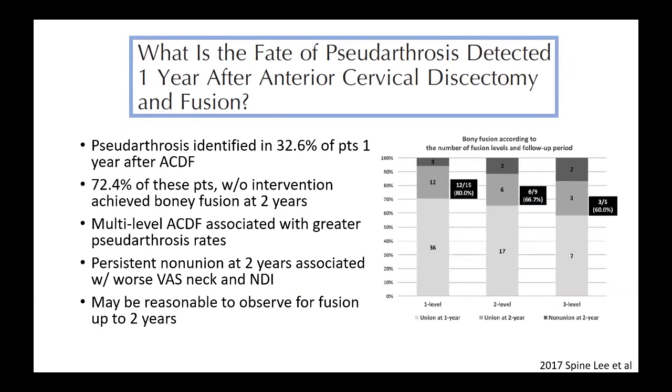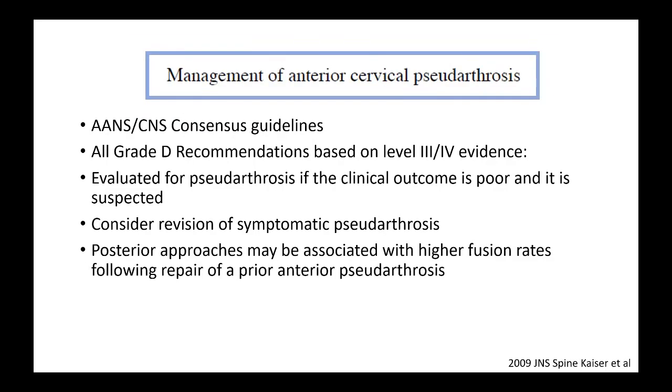And how long can you wait? I think that in the lumbar literature, 1 year is the cutoff for when you start to think about it. But in the cervical spine literature, it may actually be longer. Lee et al. looked at all of their patients who, a year out from ACDF, had pseudarthrosis, and they found about 32% of their patients did. However, when they waited and did nothing for 2 years, 3/4 of their patients actually went on to achieve bony fusion. So it may be reasonable to observe for fusion up to 2 years.